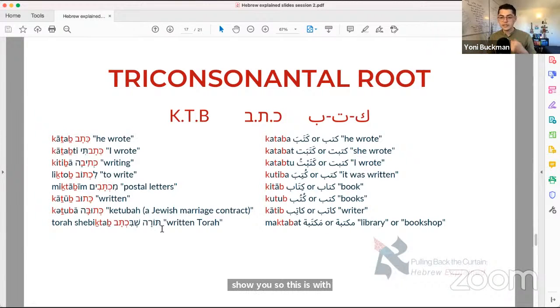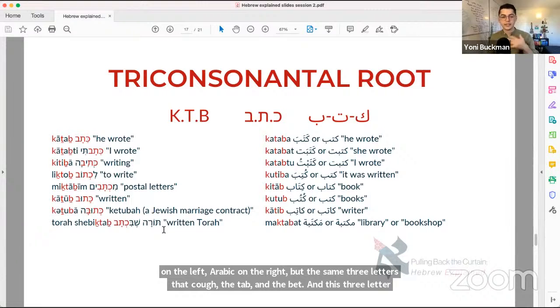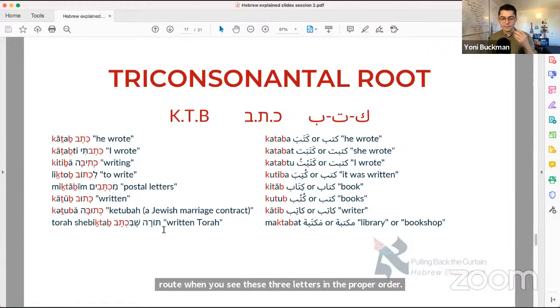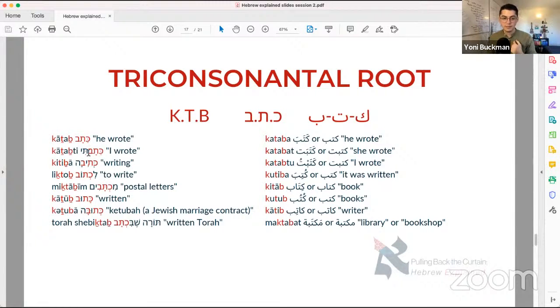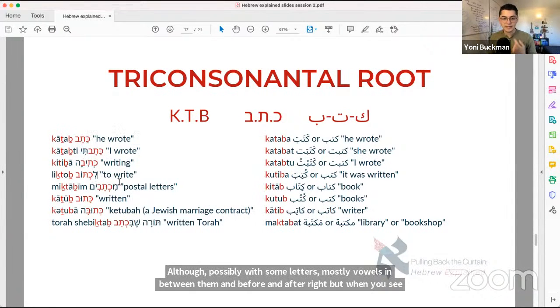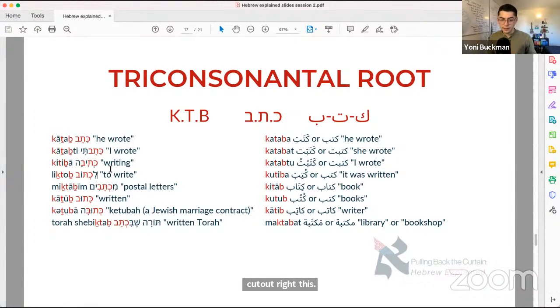when you see these letters in the same word in the proper order, you know that it has to have something to do with writing, because katav, these 3 letters, they mean writing. So in Hebrew, katav is he wrote. Katavti, with this suffix at the end, is I wrote. Ketiva is writing. Now there's the yud in between.